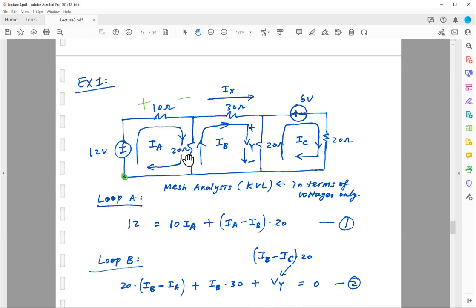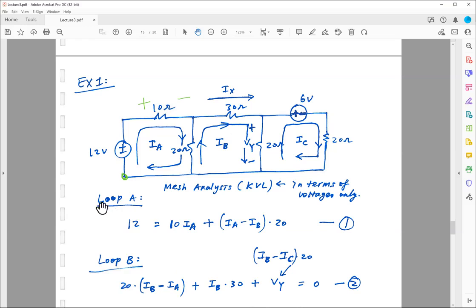So in that case, if you look at this current IA, which is going down, and this IB, which is flowing up, this is going to create a net current flow. When one is going down and the other is going up, some of the current is going to cancel, resulting in some net current flow. And this net current flow is assumed to be flowing in the direction of IA.